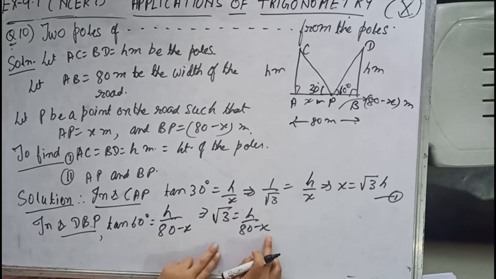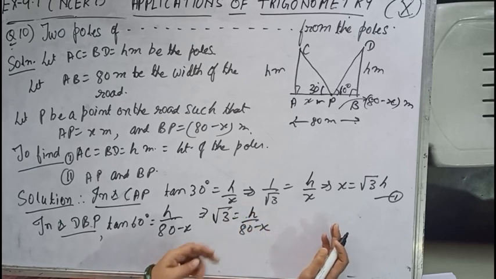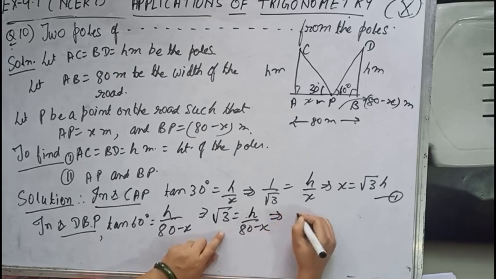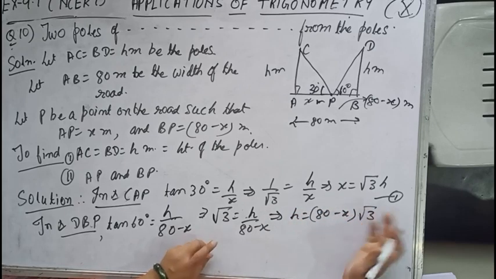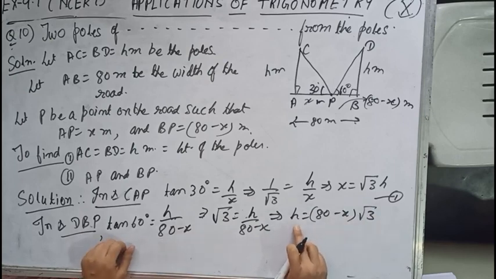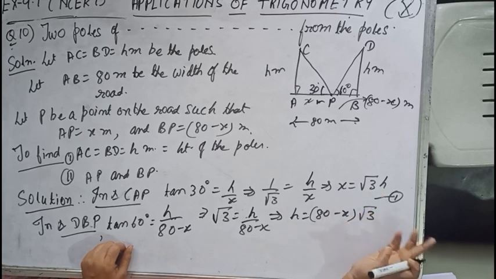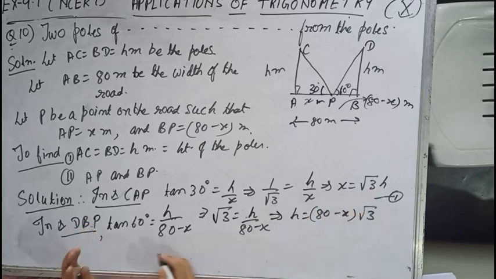Now we want both the value of h and x, but to get the value of one variable, we have to eliminate the other. So let us put either of the values, whichever will be easier in our calculation. h equals 80 minus x into root 3, or h equals x by root 3, which is easier. If I put x equals root 3 h, then 80 root 3 will come. Both are easy. I am substituting the value of h.